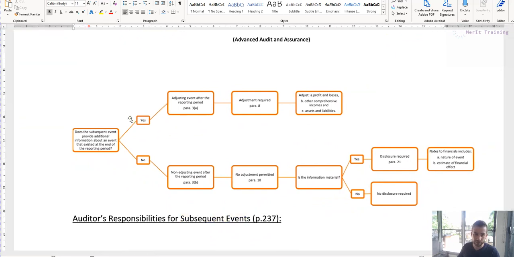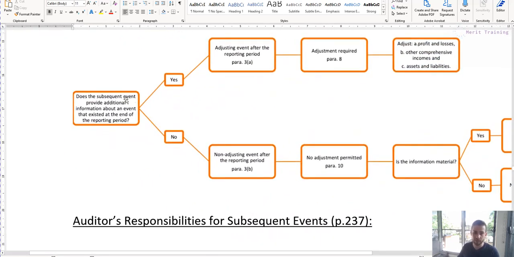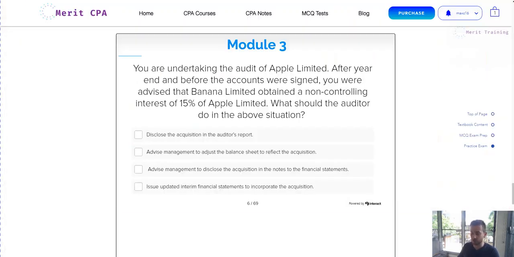So all we need to do is follow this flowchart, and the key question to ask is, does the event provide additional information about an event that existed at the end of the reporting period? Or in other words, did this exist at reporting date? I.e., was this acquisition known about at 31 December or before? And this is just something that has settled afterwards.